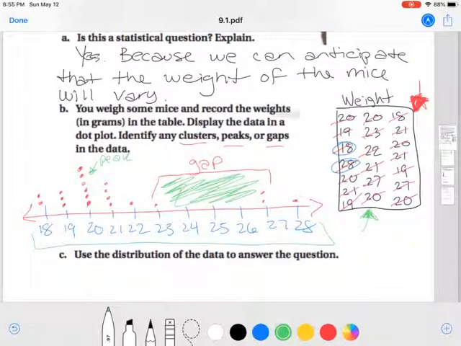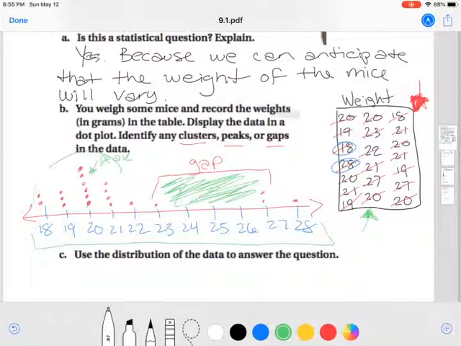It's the tallest amount of dots that we have. That's our little peak. And then last but not least, our cluster. So cluster is where it's kind of the opposite of a gap. It's where we see a lot of our dots in the data display. So where are they all kind of clustered around or grouped around? And that is in this area between 18 and 22.